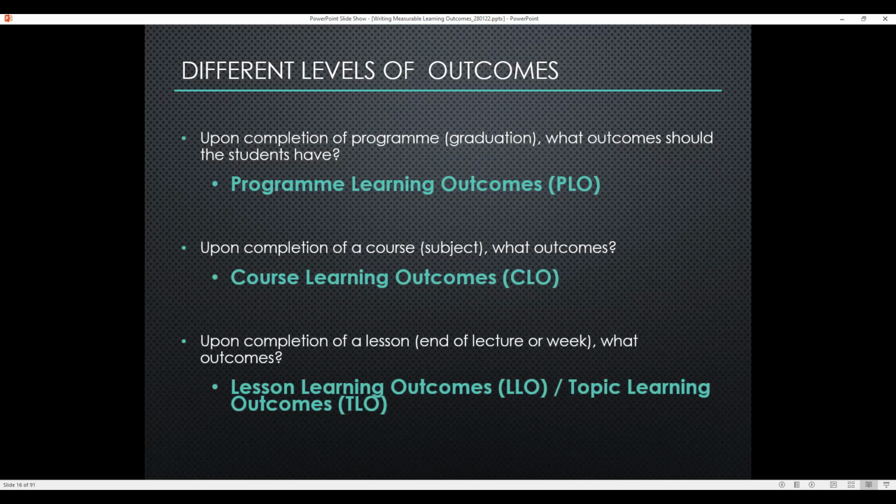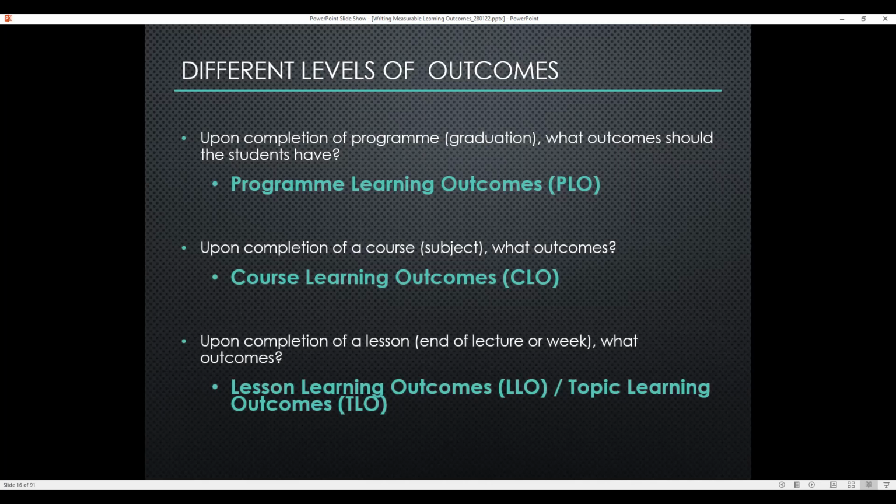And also in the OBE model, like I said, we usually focus on the lesson learning outcome rather than the topics. We don't really look at the topics so much. So at the end of your lesson, say for example, every week you have a 3-hour lesson with your students.